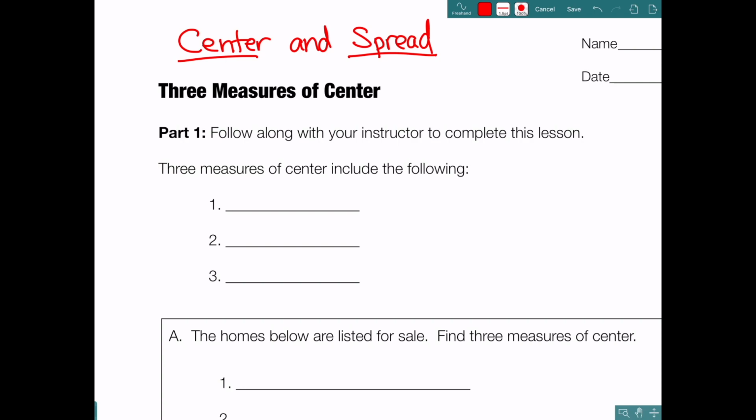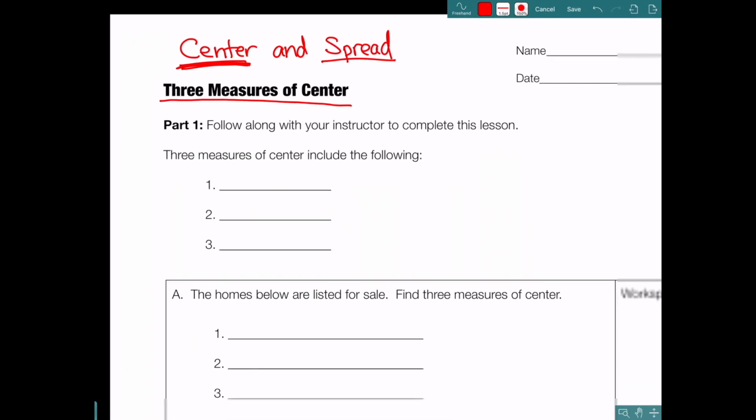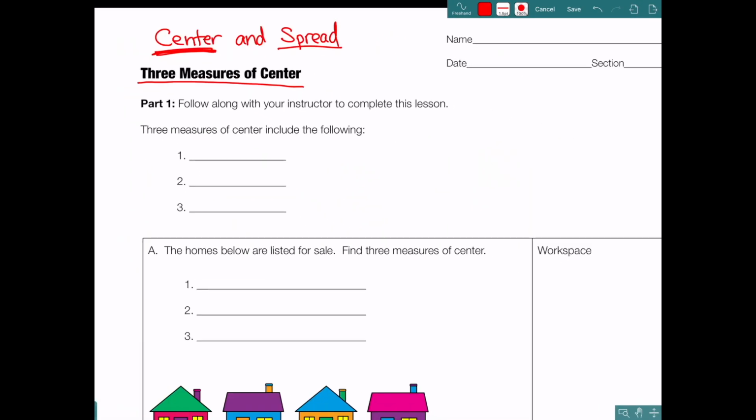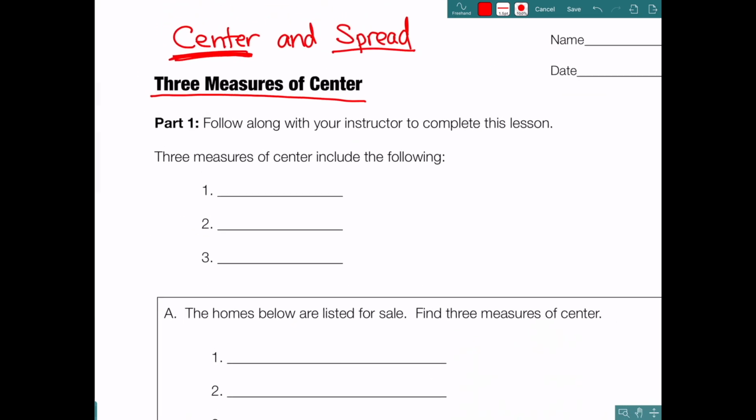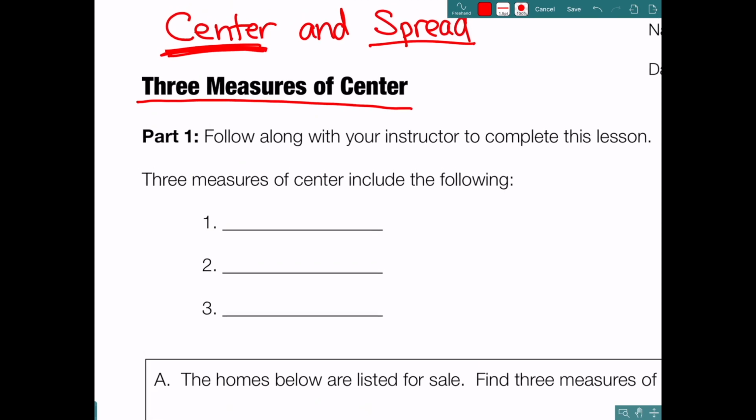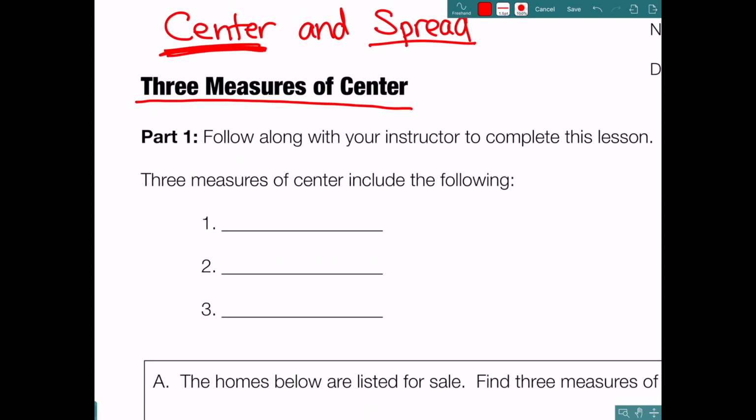There are actually different ways that you can measure the center, and in this lesson, we're going to learn three ways. Part one says, follow along with your instructor to complete this lesson. Three measures of center include the following. The first way is called the mean. Write it down. Another word for mean is the average.